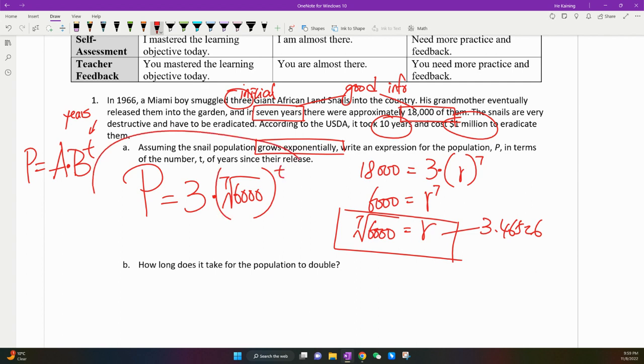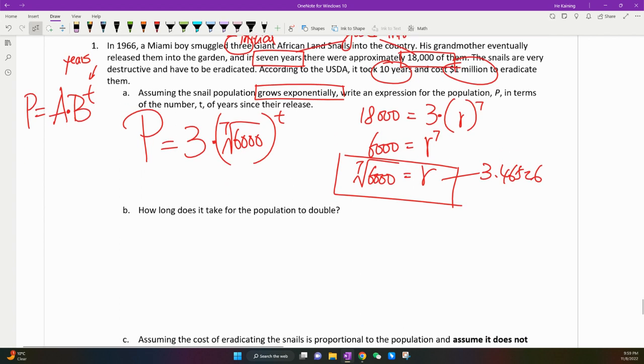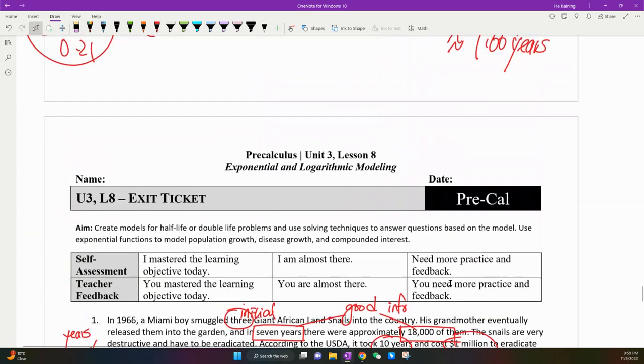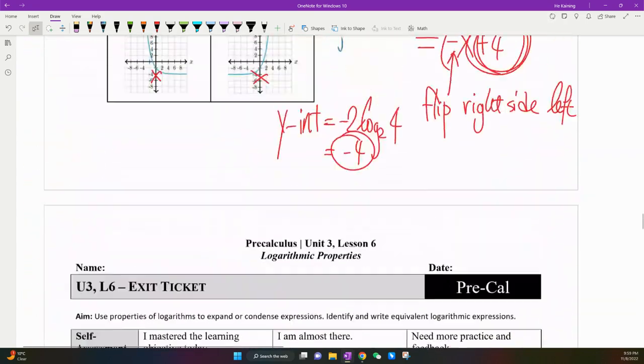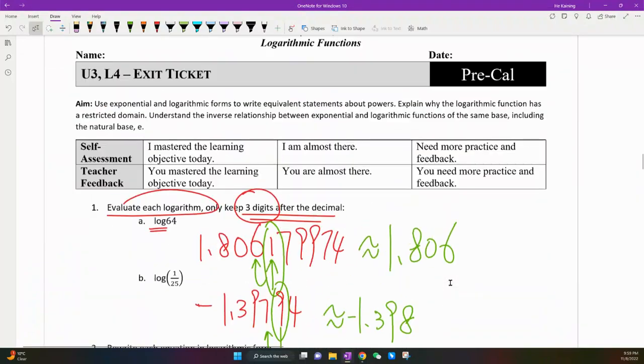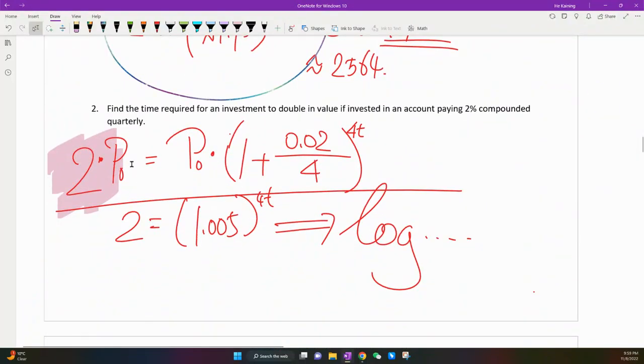So based on this, I have a complete equation. Okay, let's take a look at the second question. It says, how long would it take to double? Now, in the previous video, one of them actually talked about how long it would take to double. But the thing is, I did not know my initial back then. But right now I know.